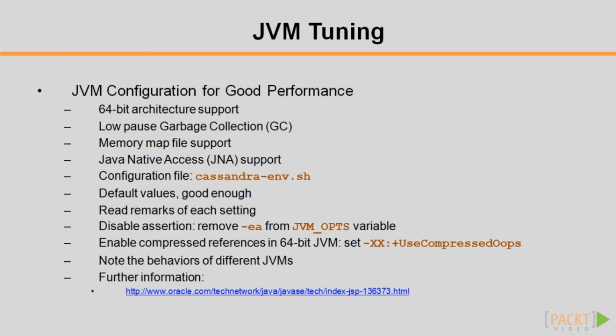First, disable assertion. All you need to do is remove -ea from the JVM opts variable. Second, applicable in 64-bit JVMs, enable compressed references by setting the UseCompressedOops option. Be careful that different JVMs have different behaviors, and you need to test run each tuning modification to verify the effectiveness. For this course, I've been using Oracle HotSpot JVM version 6.